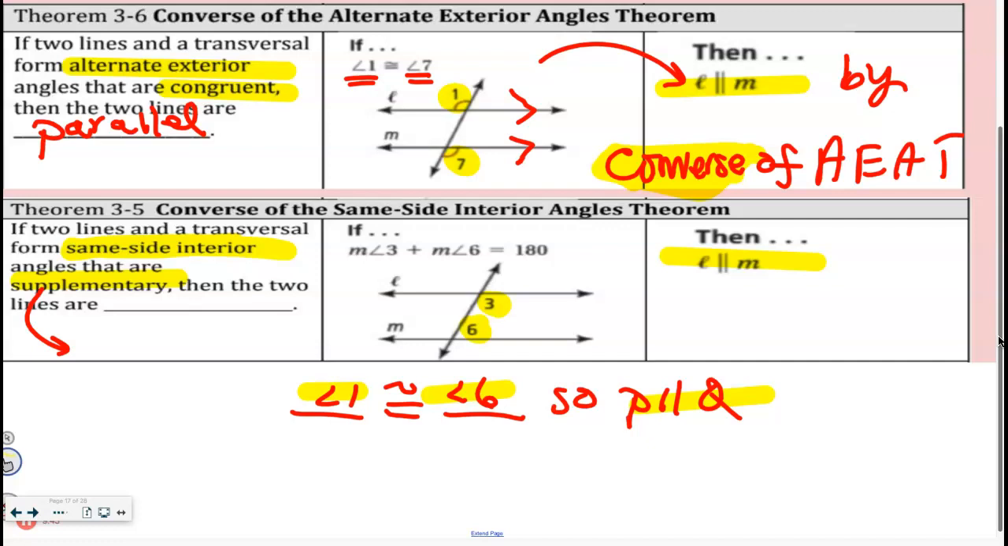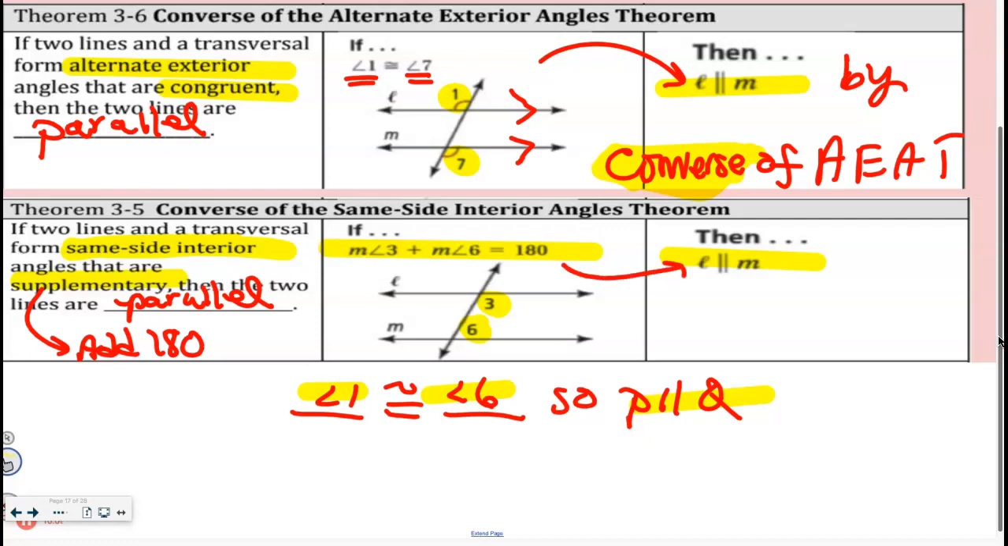Do you remember? Yeah. So if I can get, or force, or it's given to me that the same side interior angles add up to 180, then the lines are parallel. So here they're telling me 3 plus 6 adds up to 180, and we're concluding the lines are parallel.